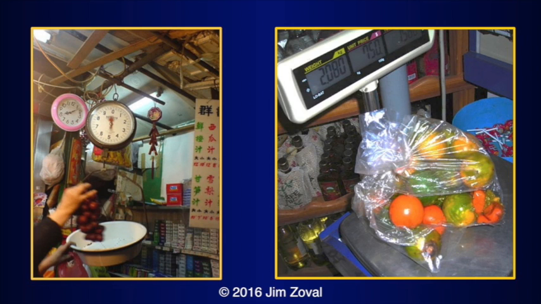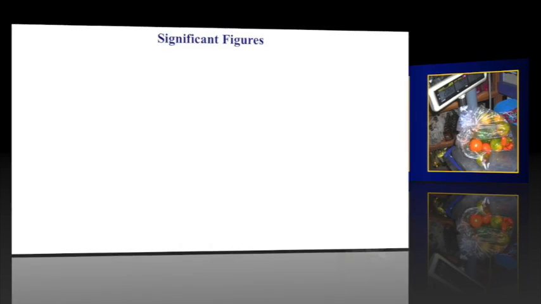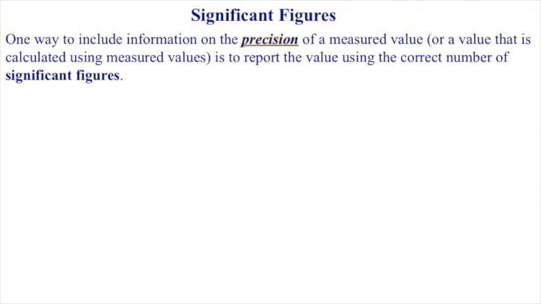The quality of the equipment used to make a measurement is one factor in obtaining accurate and precise results. The ability of the human operator to correctly use the measuring device is another factor. One way to include information on the precision of a measured value, or a value that's calculated using measured values, is to report the value using the correct number of significant figures.